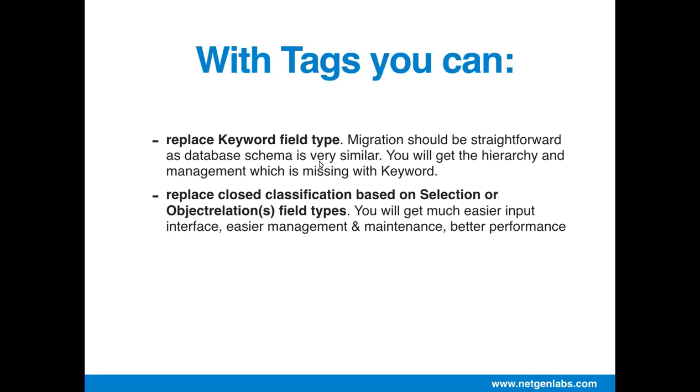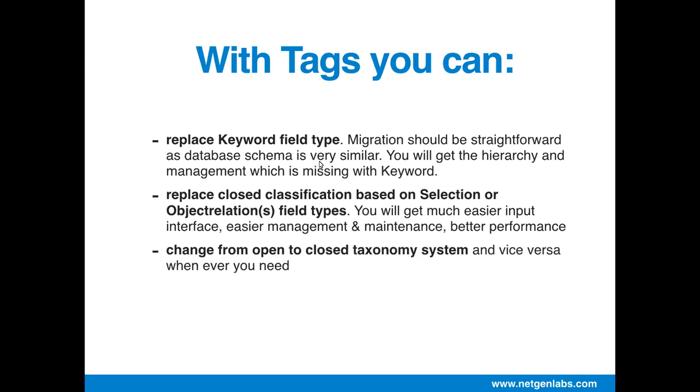You can replace closed classification based on selection or object relation. So if you have these closed classification taxonomies, and you need to move them to open, then you will need to change to something like the tags bundle. So you can do that. There is no script for it, so it could be a bit more work, but it's still doable.